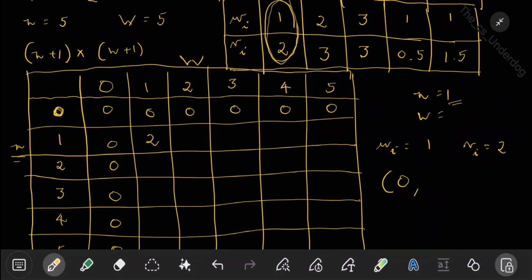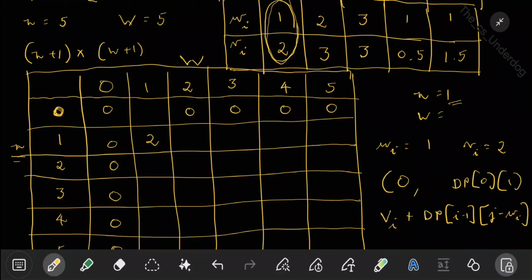What is the other case? You have to do the value of the ith item plus dp of i minus 1, j minus wi. So what is i minus 1 here? i is 1, so i minus 1 will be 0. j minus wi is 2 minus 1, which is 1. So dp of 0, 1 is 0. So 0 plus the value is 2. So either you can have 0 or you can have 2. Among these, which is the larger one? 2 is the larger. So you will take 2.